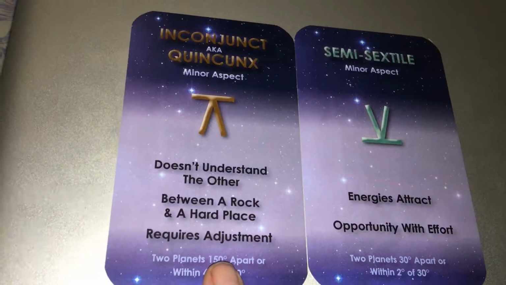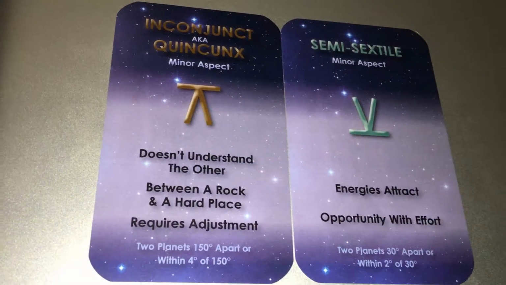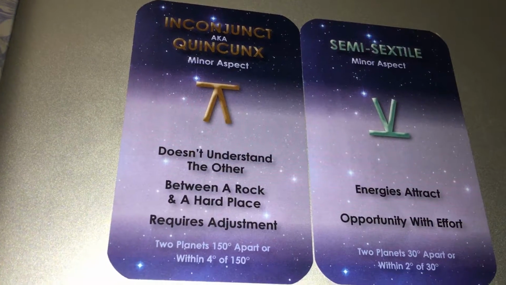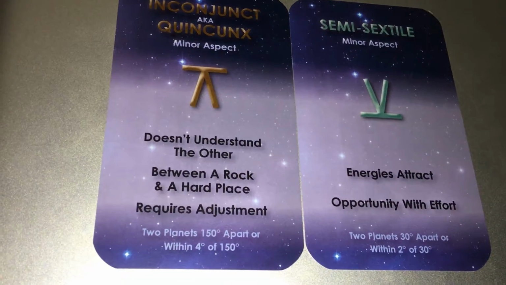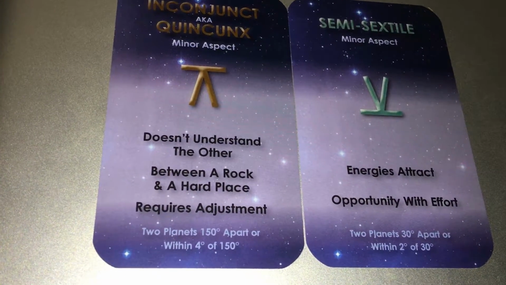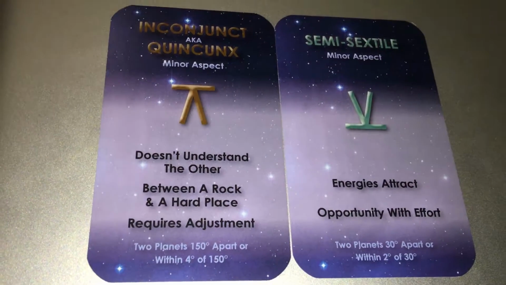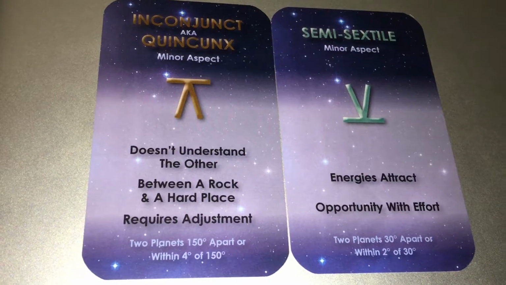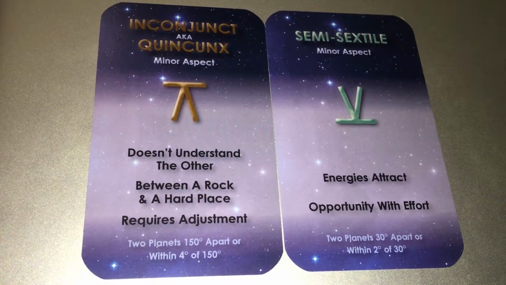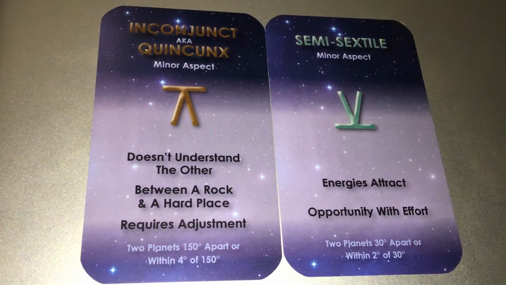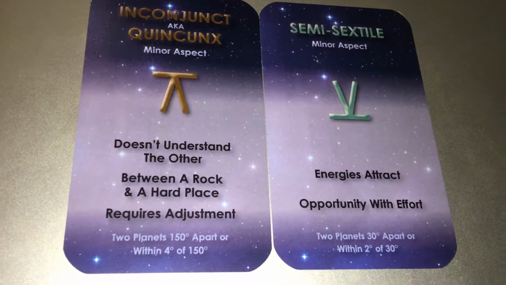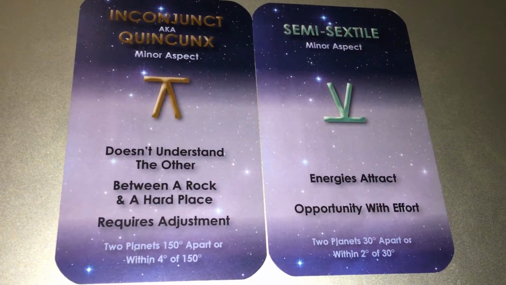Inconjunct, also known as quincunx, is a very hard aspect. It requires adjustment. It requires control, possibly looking at things from the other perspective. It's when the energies do not understand each other. Feeling between a rock and a hard place, like you have no opportunities or no way to run. It can also be not understanding.